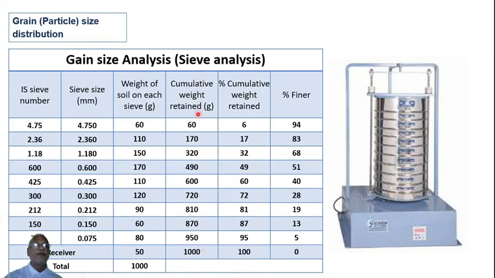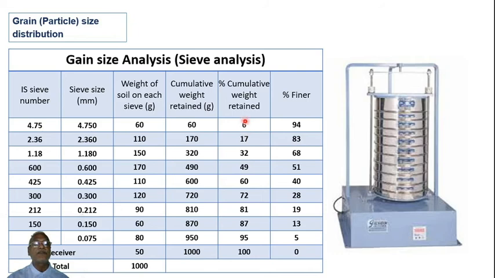So that is the cumulative weight retained. Now what is the percentage of weight retained? To calculate for 60, I have to divide by 1000 and multiply by 100, that is, just divide by 10. So if I go on dividing by 10, I get 6, 17 and so on. What is this? This is the cumulative weight or mass retained above a particular size. It means 6%.